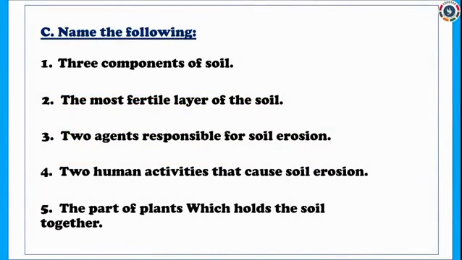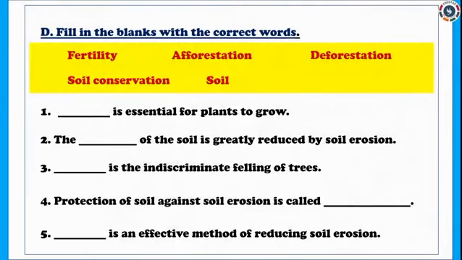Exercise C, name the following. Write 3 components of soil, the most fertile layer of the soil, 2 agents responsible for soil erosion, 2 human activities that cause soil erosion, the part of plants which holds the soil together. At last I will give the answer key, you can check your answers. Exercise D, fill in the blanks with correct words.